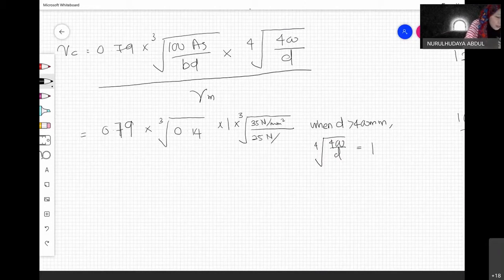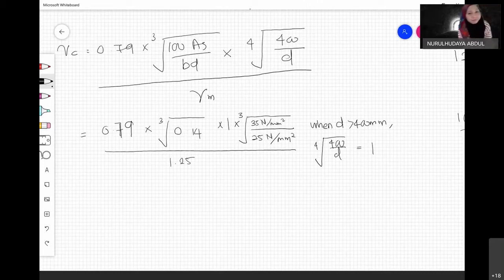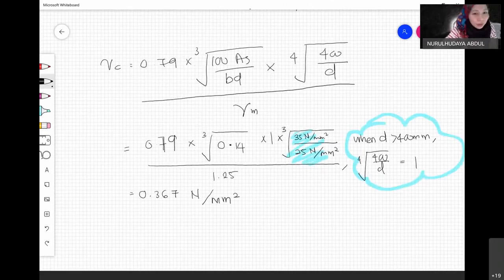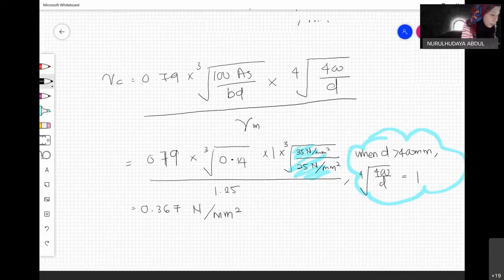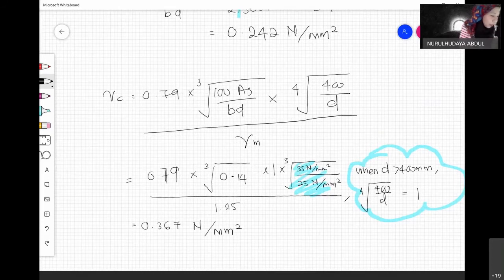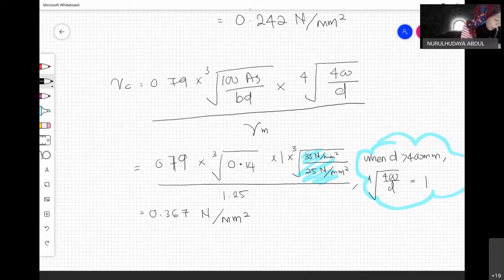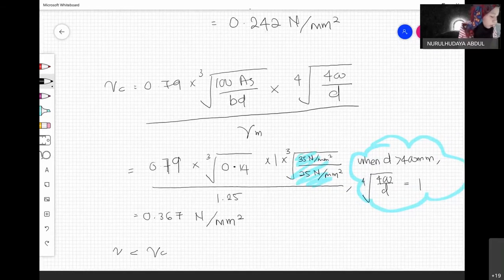Okay. So and divide with the gamma m. Gamma m is fixed 1.25. Point tak nampak. I dapat 0.367. So we're going to check this value dengan our value V ni 0.242, and it is obvious that our V is less than VC. Okay, sebab V awak 0.242, VC 0.367.